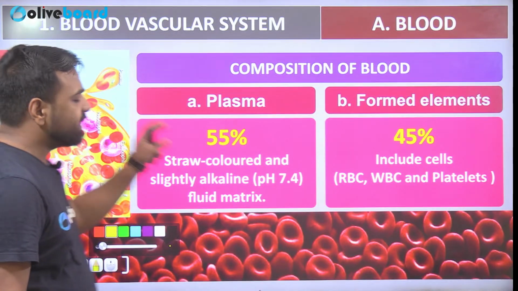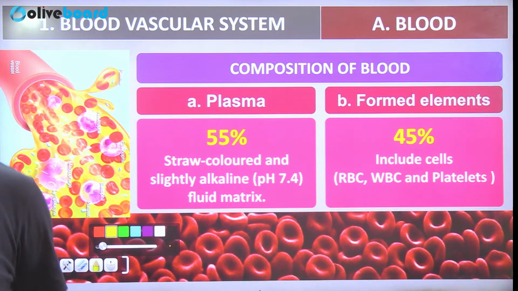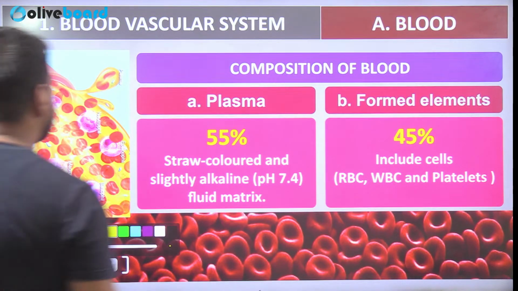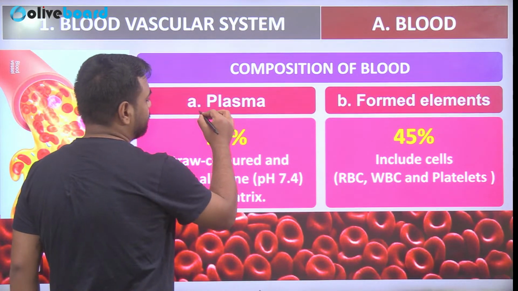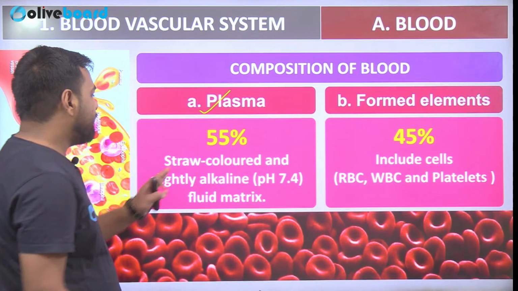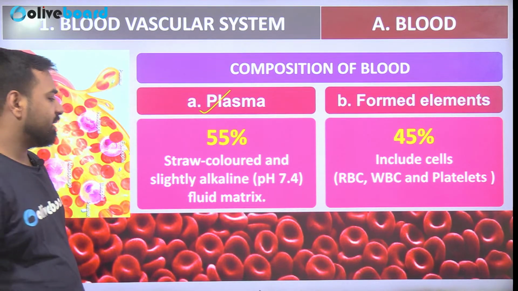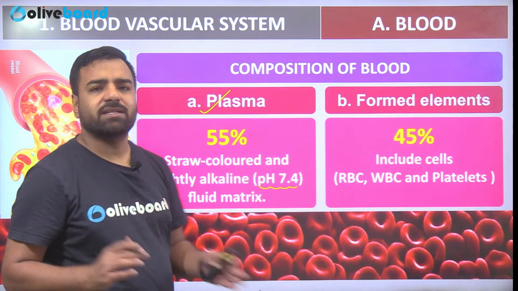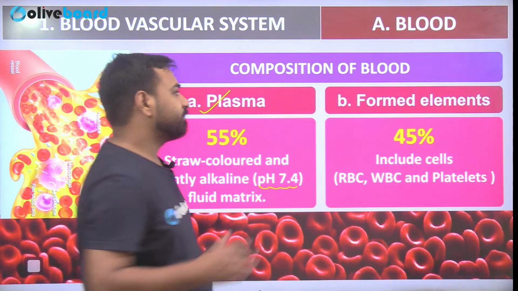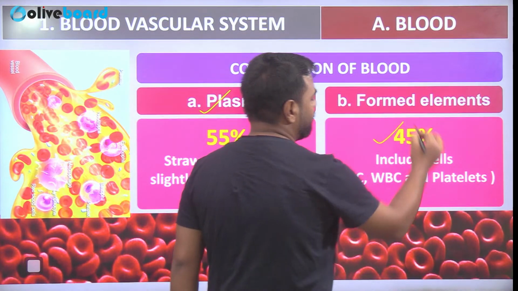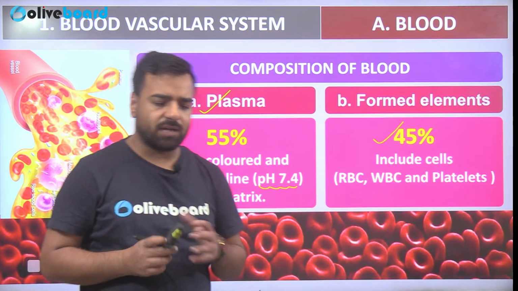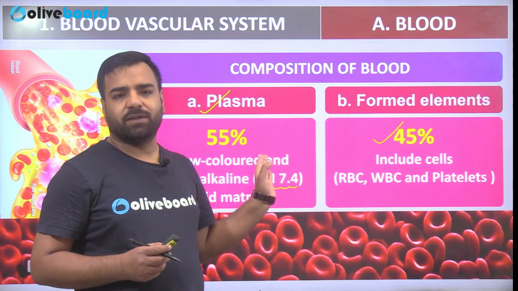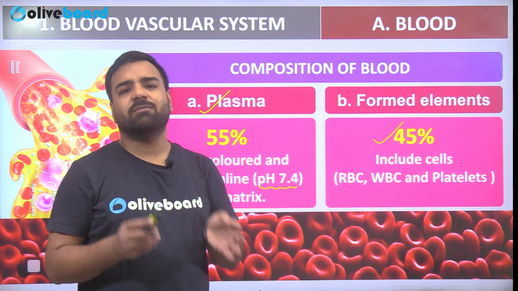So guys, what is plasma? It is 55% of our blood, and it is the liquid portion of the blood. It is straw colored and slightly alkaline, where the pH value is approximately 7.4. We can say it is slightly basic in nature. But there is 45% of RBC, WBC and platelets, which are known as formed elements. So 45 and 55 together complete your blood.